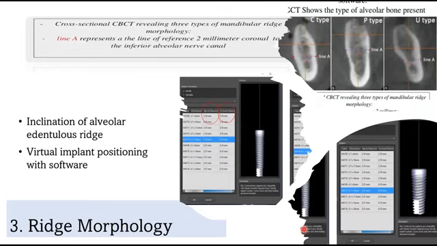Ridge orientation and morphology is important because it shows us the inclination of the alveolar edentulous ridge, so that the virtual implant can be positioned in the cross-sectional alveolar bone using special implant planning software. The CBCT shows the type of ridge morphology present in the anterior and posterior regions of the mandible. The morphology pattern of the ridge is either C type, P type, or U type. The red line here represents a 2 millimeter reference line, which is coronal to the mandibular nerve canal.